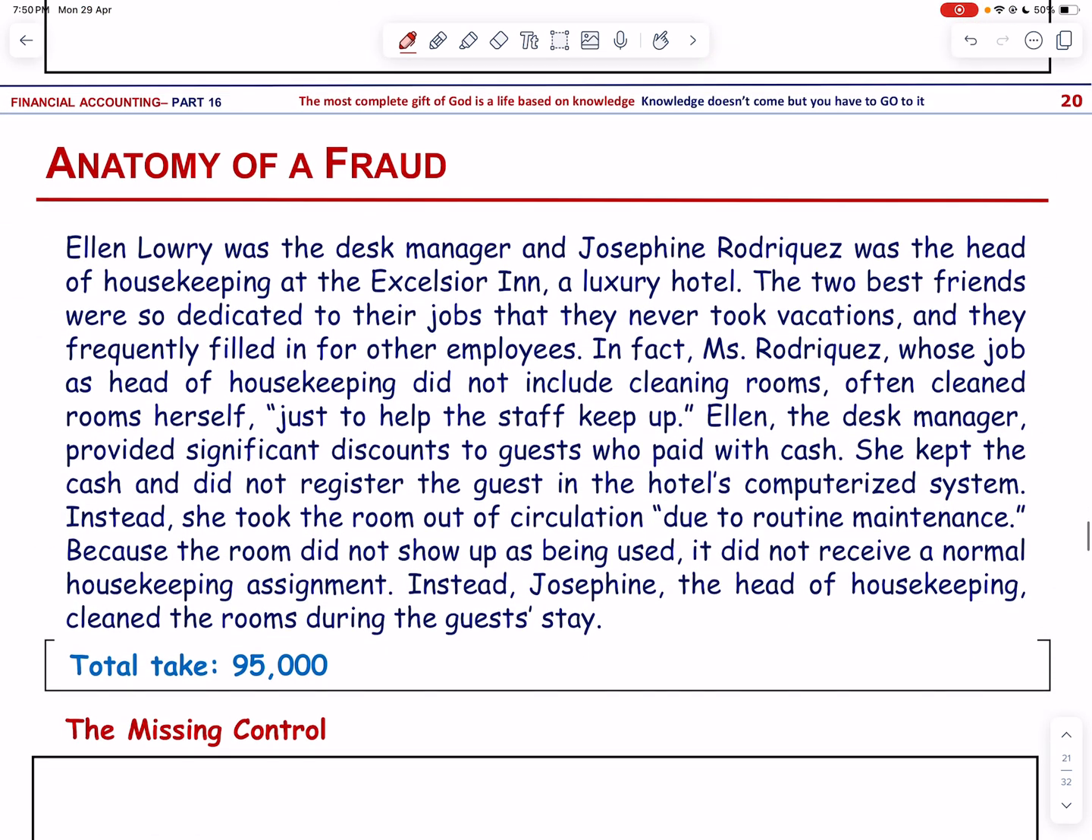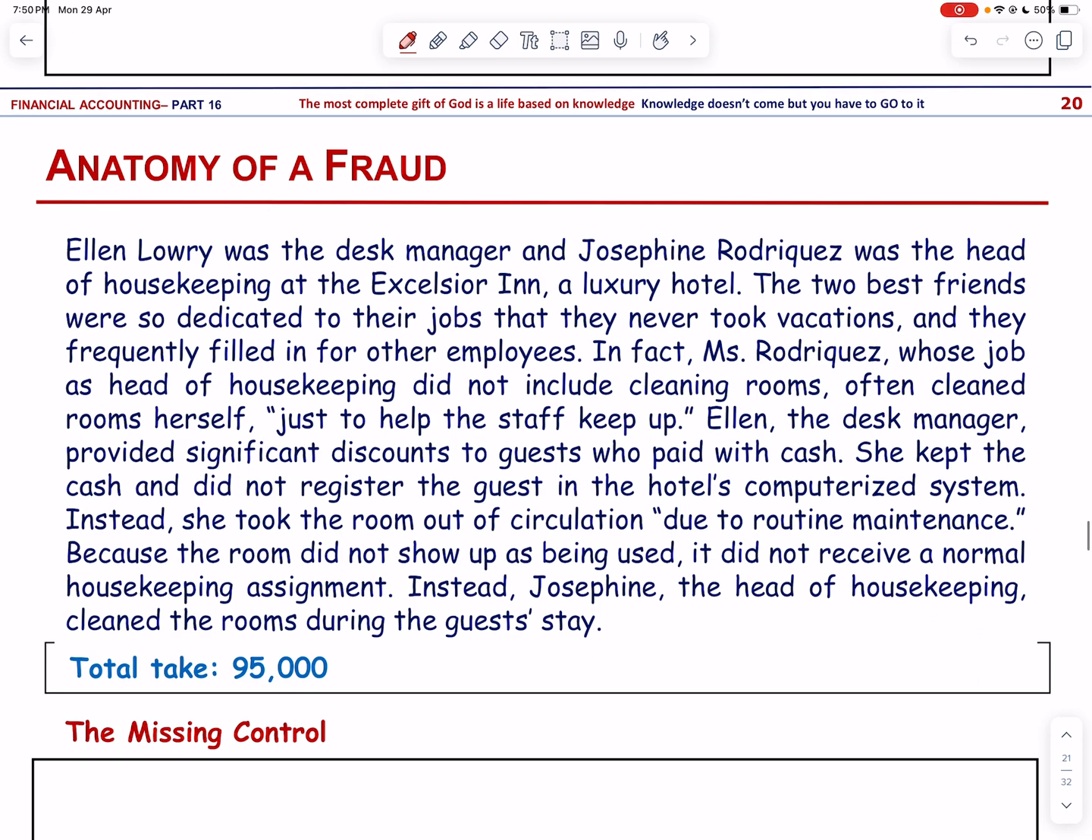Now, Ellen Lowry was the desk manager and Josephine Rodriguez was the head of housekeeping at the Excelsior, a luxury hotel. The two best friends were so dedicated to their jobs that they never took vacations and they frequently filled in for other employees. In fact, Miss Rodriguez, whose job as head of housekeeping did not include cleaning rooms, often cleaned rooms herself just to help the staff keep up.